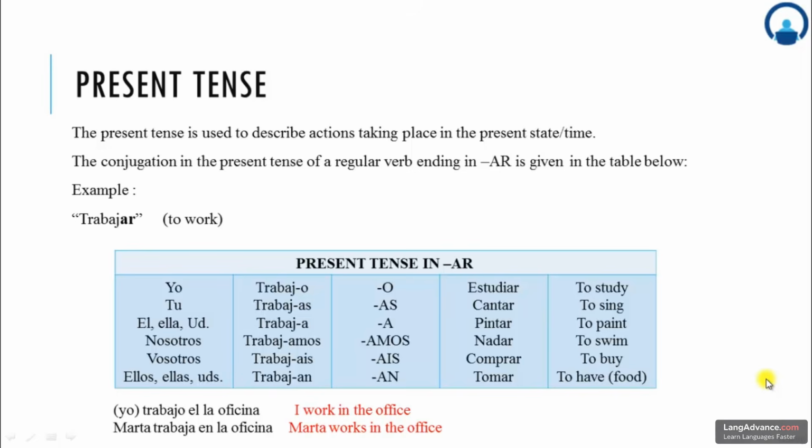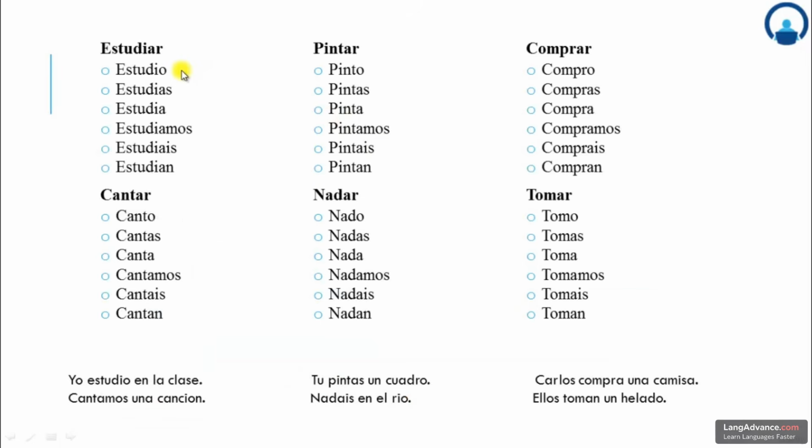So after understanding the rules of present tense and introducing to you the AR verb with an example of trabajar, we'll move on and see what the conjugations will be, as I've said, but now we'll see it in front of us. I've conjugated each of these verbs for you, so let's check them one by one. The first verb is estudiar. Estudiar means to study. The conjugations of this verb are estudio, estudias, estudia, estudiamos, estudiáis and estudian.